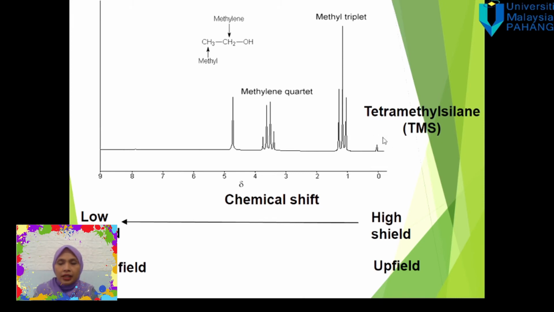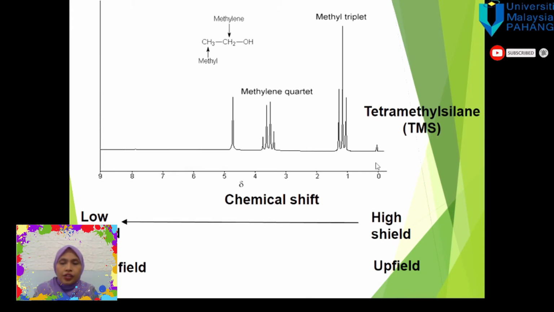The reference value for TMS is 0, and the other signals, such as the methyl triplet, are relative to TMS. And on the scale of the NMR spectrum, 0 is on the right side, and the bigger numbers are on the left side.